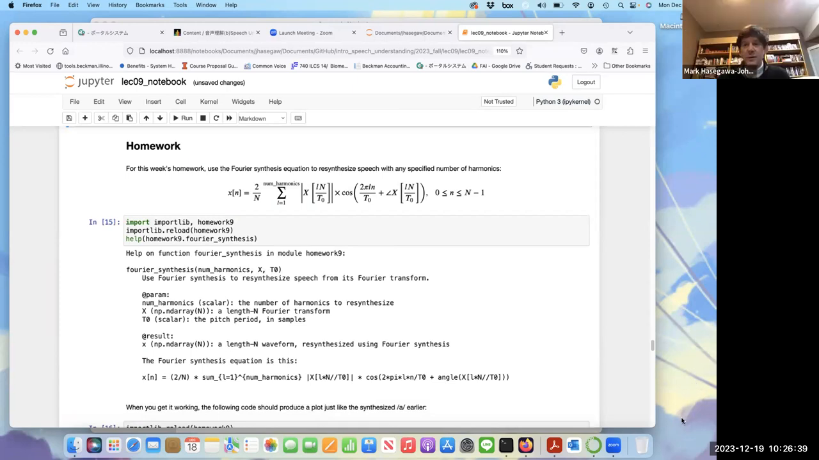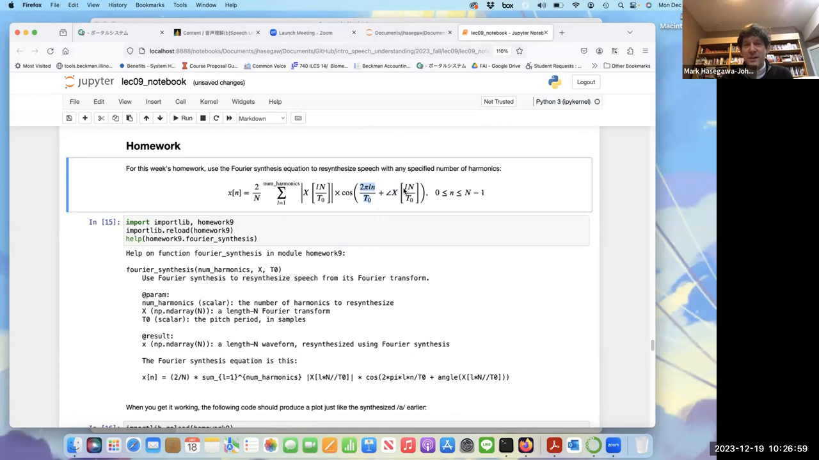All right, so for the homework this week, we're going to only have one function, but that one function will be the most complicated function from the lecture. I'm going to use this formula where we have the amplitude of the FFT at a particular harmonic and the phase of the FFT at a particular harmonic and then the frequency of that harmonic.